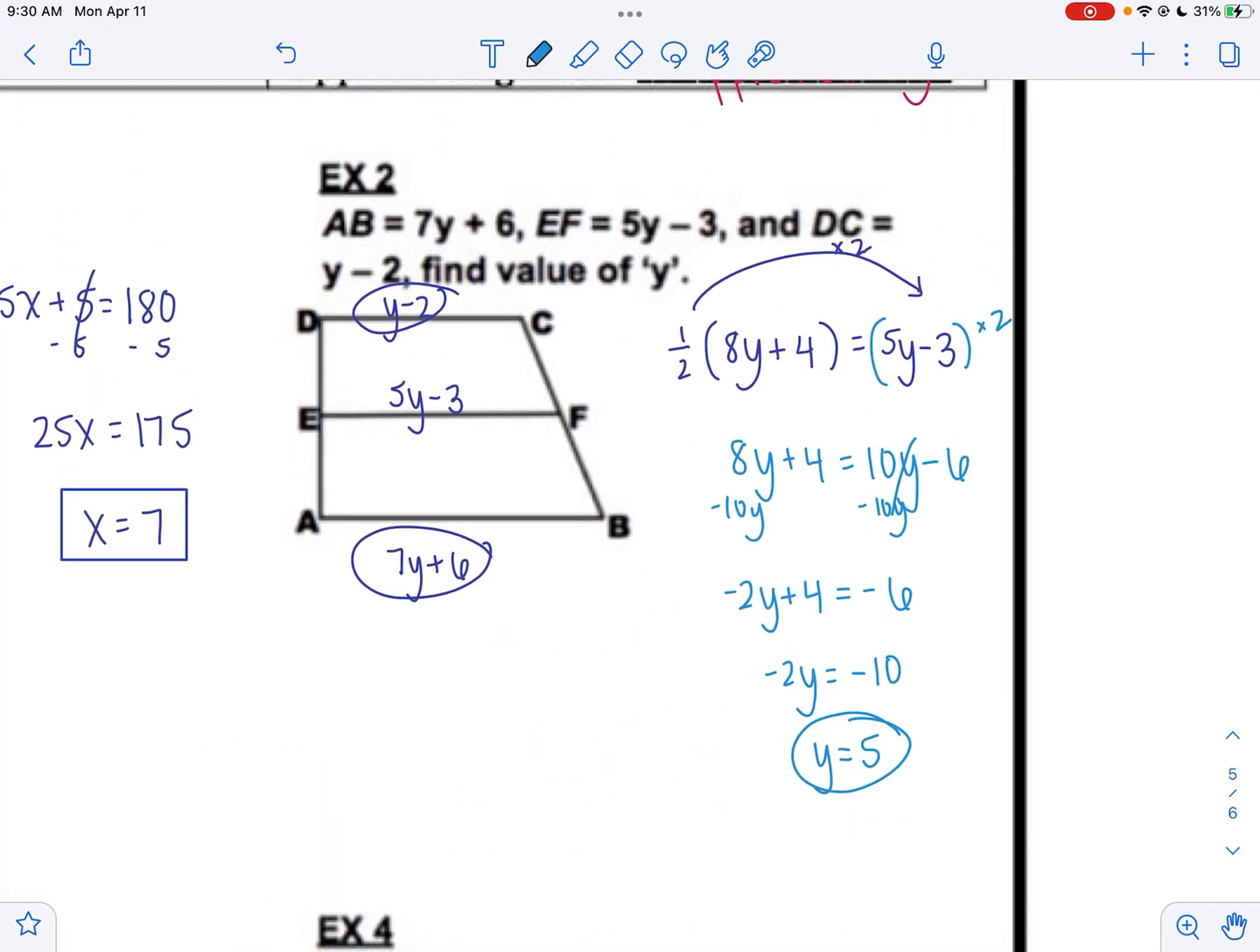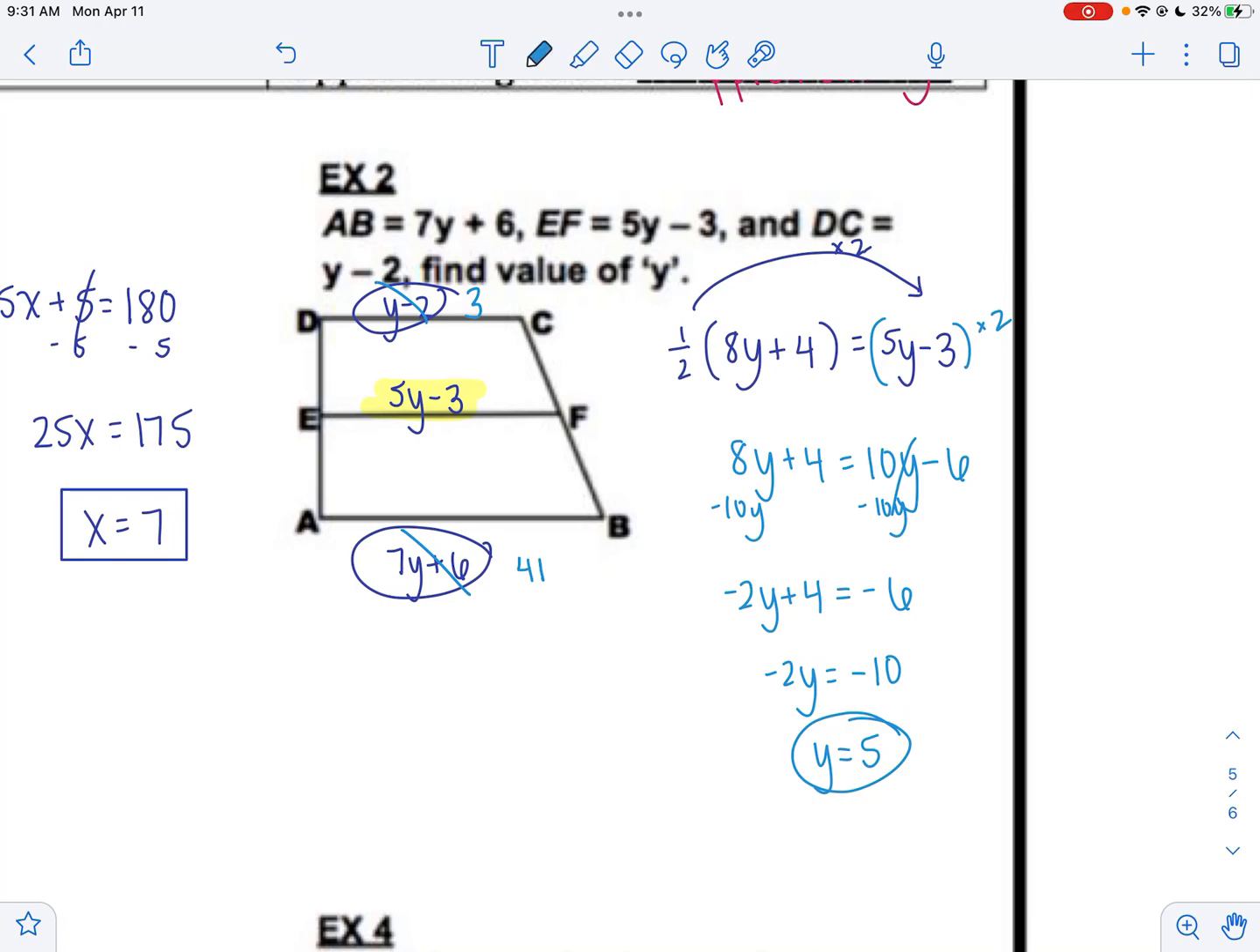Now, I'm going to quickly check this, because it should work out that if I plug it in, add the bases, and divide by 2, it should all work out. So y minus 2, 5 minus 2 would be 3. 7 times 5 is 35, plus 6 would be 41. And if I add 3 and 41, I get 44. Divide it by 2, which means that this piece right here should be 22.